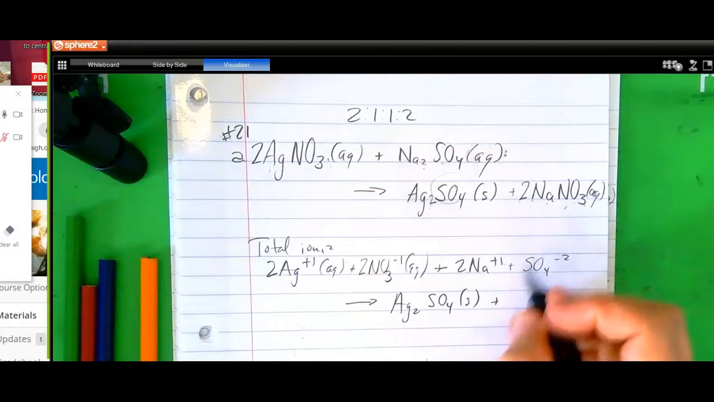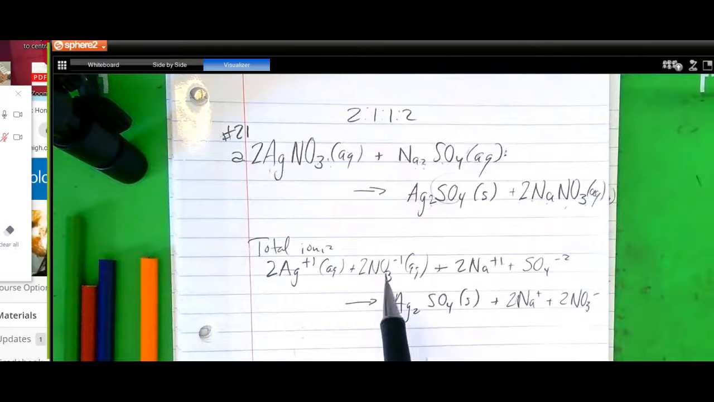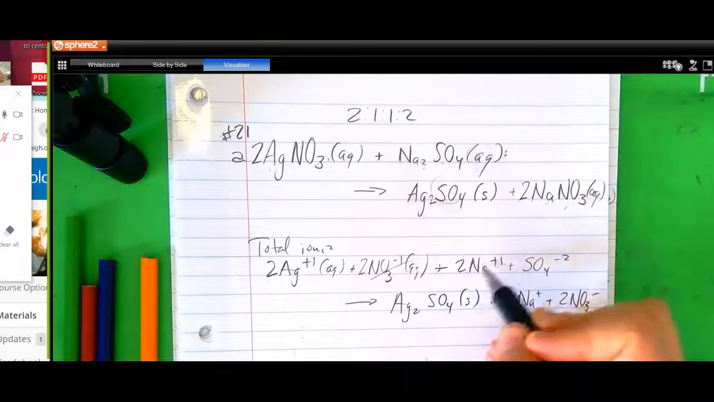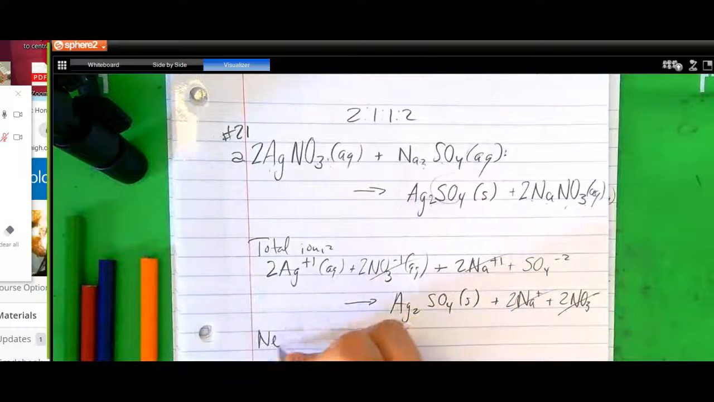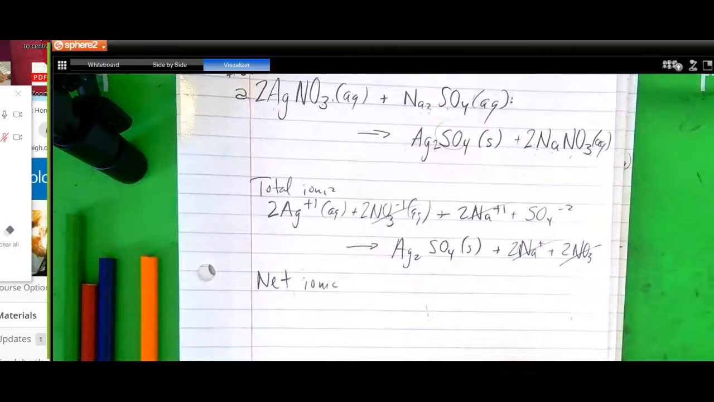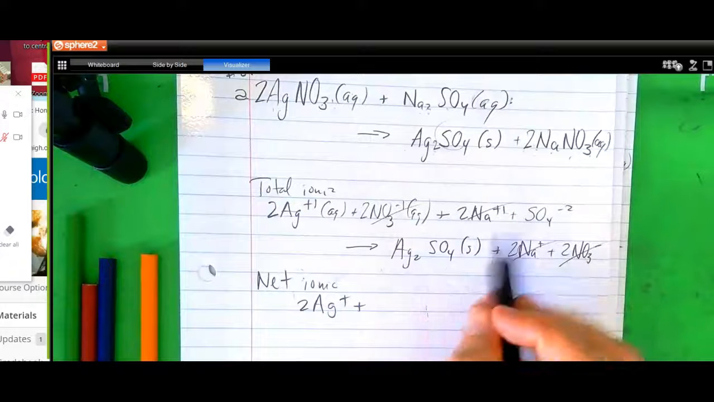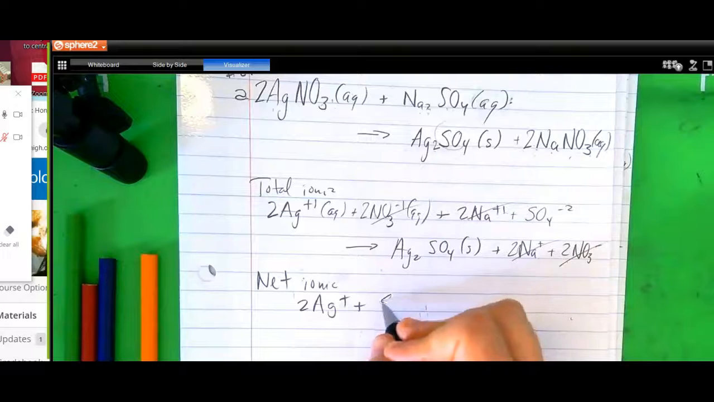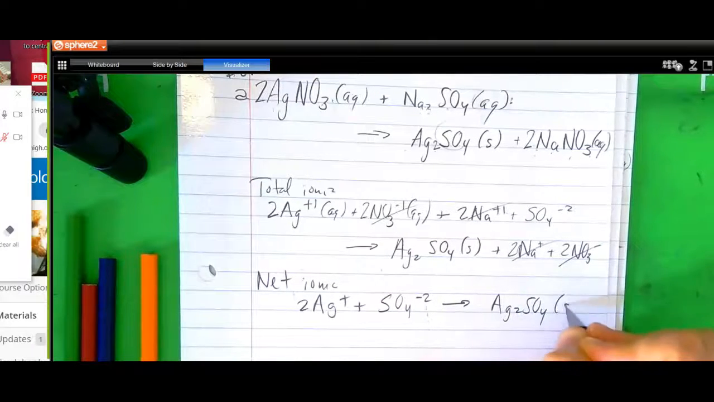Plus, this is aqueous, so I'm going to have 2 sodiums plus 2 nitrates. Those are the same on the left and right of the arrow, so that makes them spectator ions. I can cross those out, leaving me with my net ionic equation. Two silvers react with 1 SO4 -2 to make Ag2SO4 solid. And that's your answer.